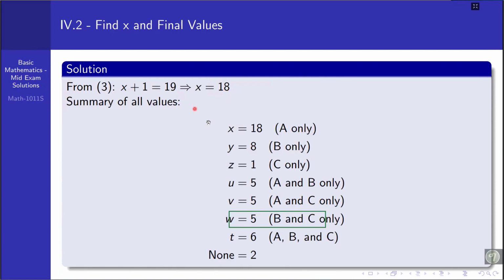Then when we summarize this, the number of cars in A only is 18, in B only is 8, in C only is 1. The number of cars in A and B is 5, in A and C is 5, in B and C is also 5, and the number of cars that can serve all 3 departments, A, B, and C, is 6. And out of all this, we have 2 cars that serve none.